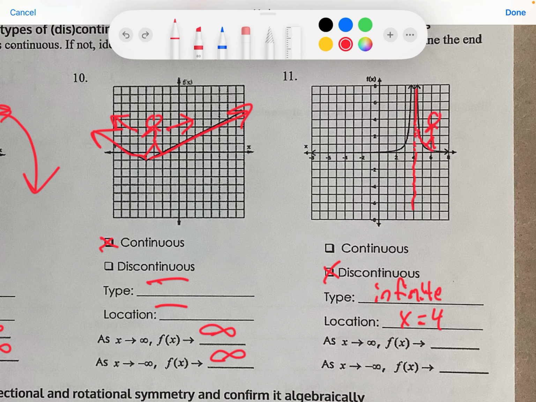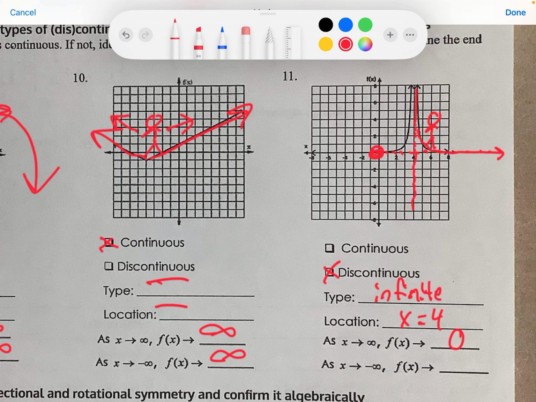And you want to think, what y value am I leveling out at? It seems to be stopping right there. The y value is 0. So as x goes to infinity, f of x approaches 0. If it leveled out at a different height, then whatever that height is, that is the value it approaches.